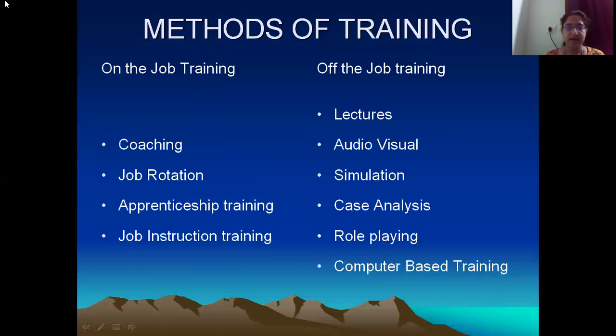So have a look at the other methods of training here. There is something known as apprenticeship training. The concept of apprenticeship training is a structured process where people learn both by the lecture method and by receiving actual training on the job. So it's actually a mixture of both on the job training as well as off the job training.